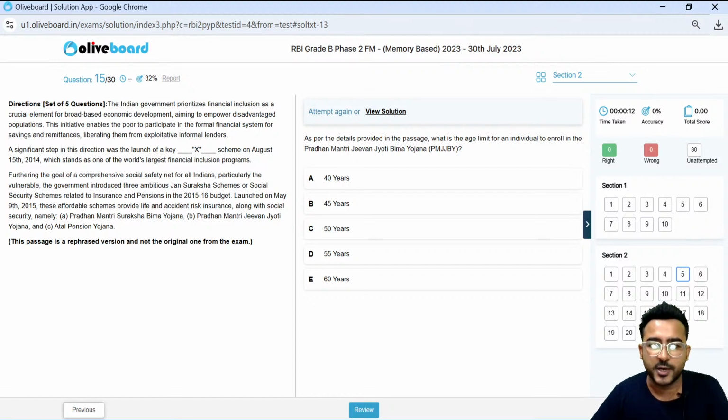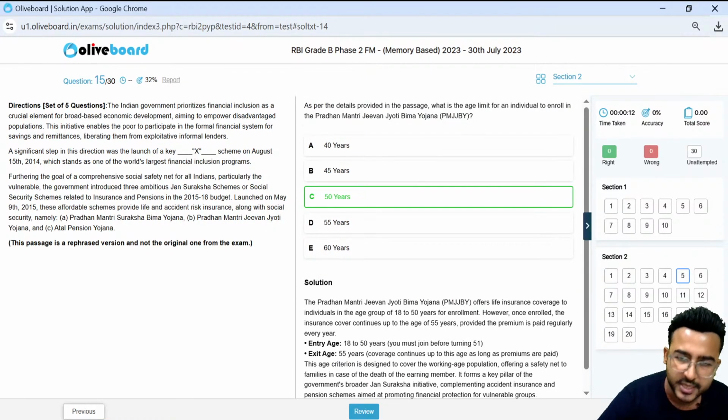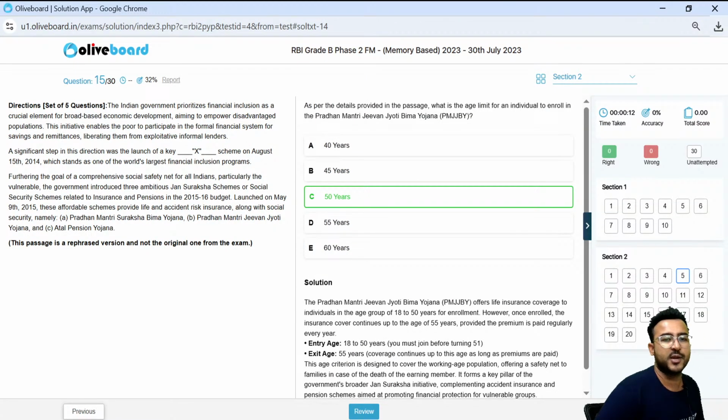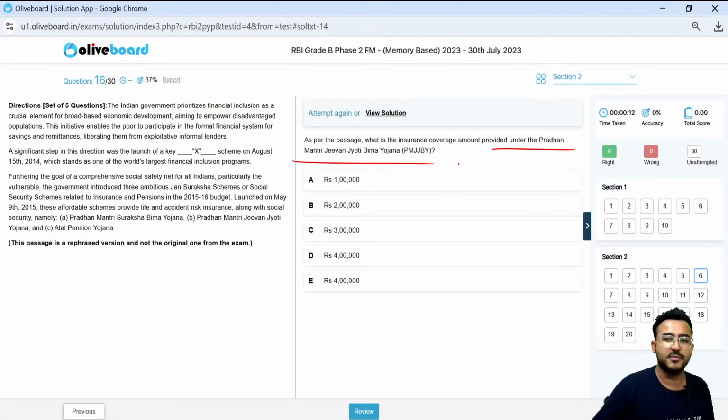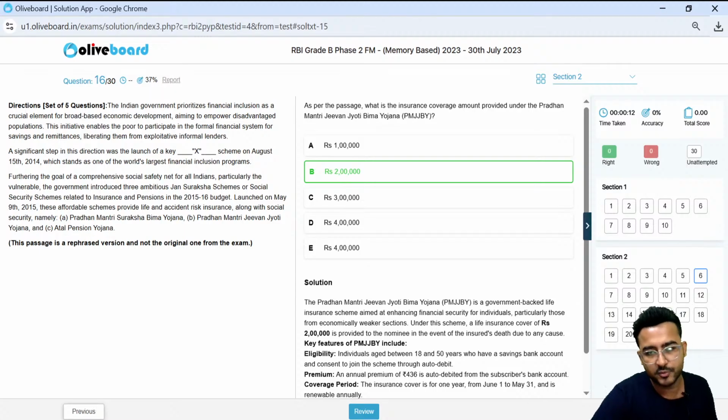Okay, guys. So what is the age limit for an individual to enroll in PMJJBY? The age limit is 50 years. We are talking about the Jeevan Jyoti Bima Yojana. And what is the insurance coverage amount provided by the Pradhan Mantri Jeevan Jyoti Bima Yojana? The insurance amount was 2 lakhs.